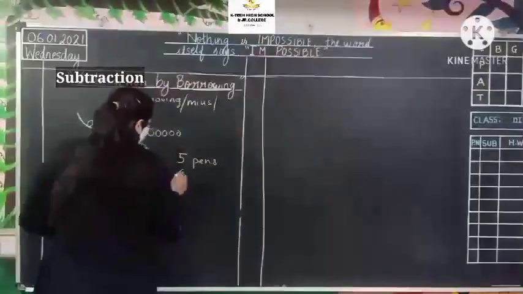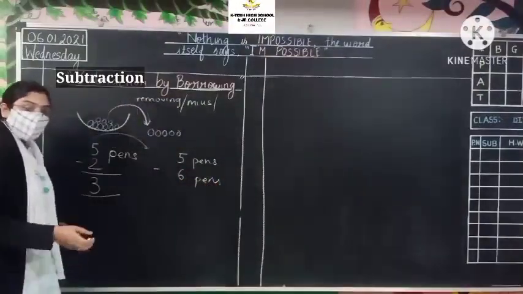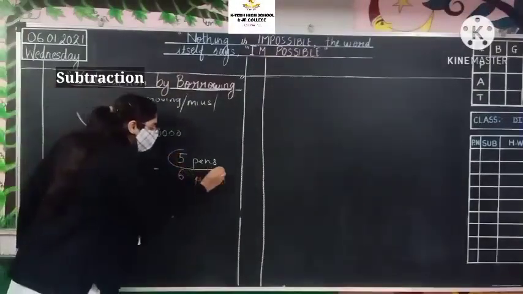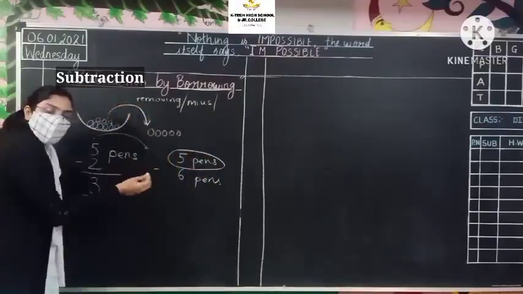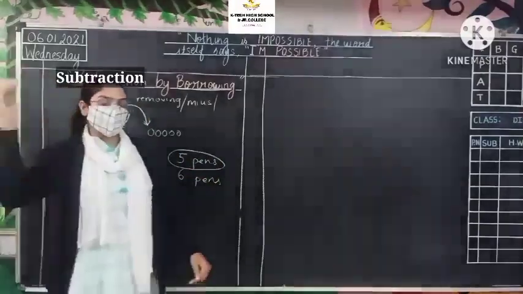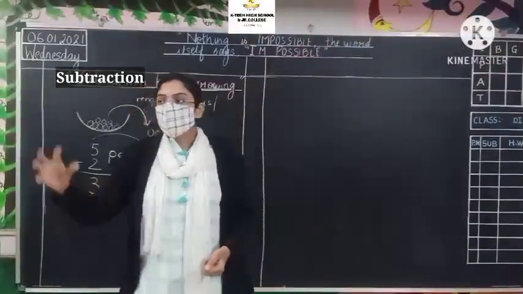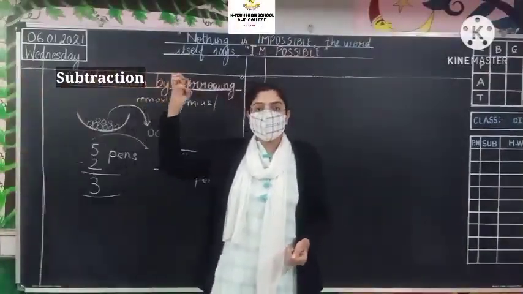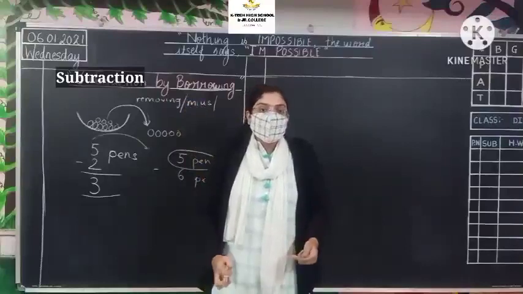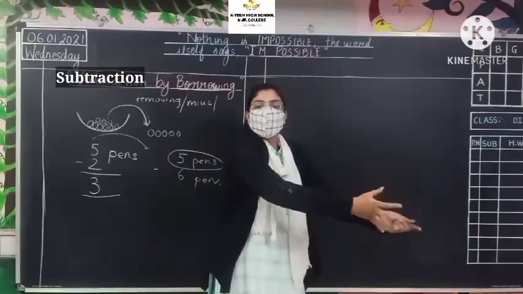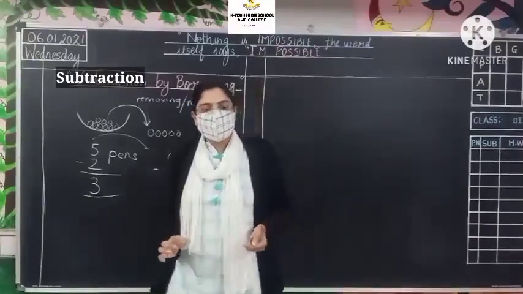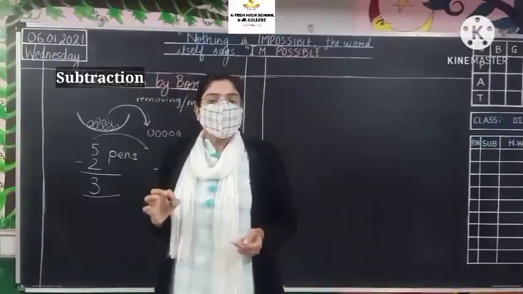If you want to give 6 pens, you will have to take more pens from somewhere and give them to your friend. It means you are borrowing that pen from someone and then giving it to your friend. This is called borrowing.